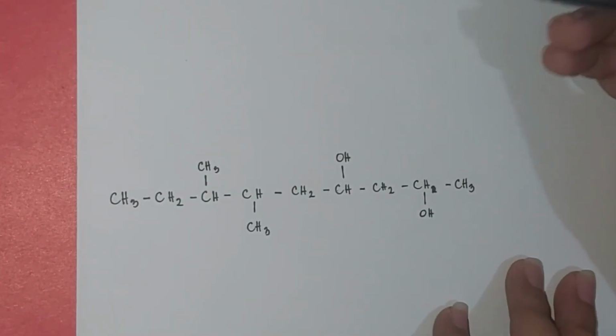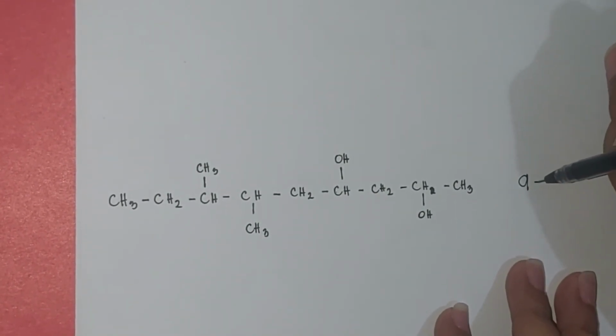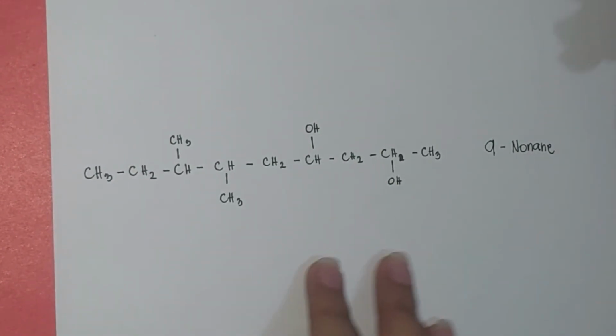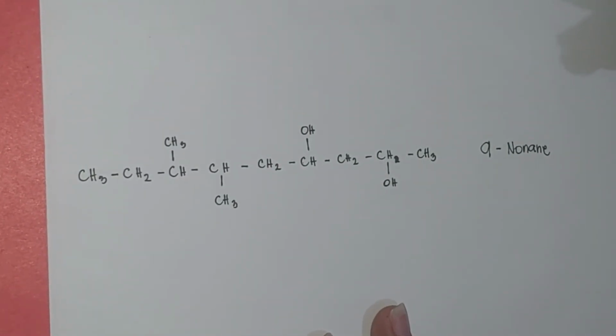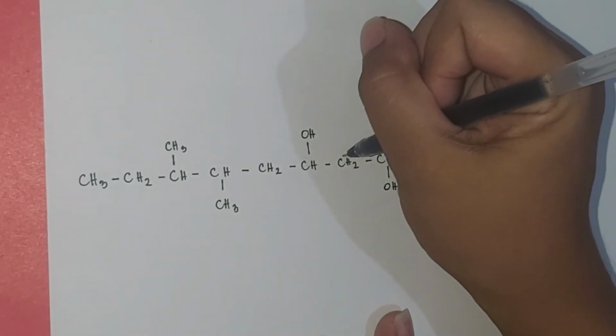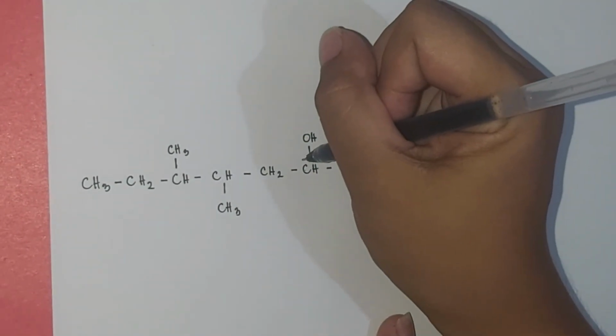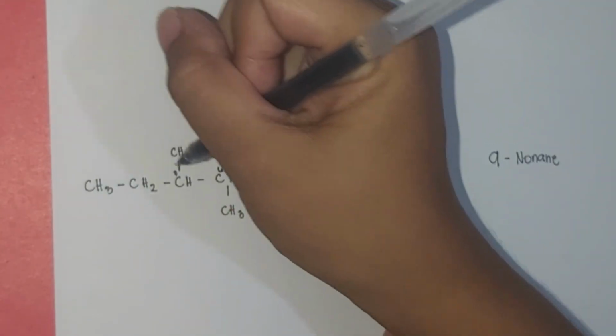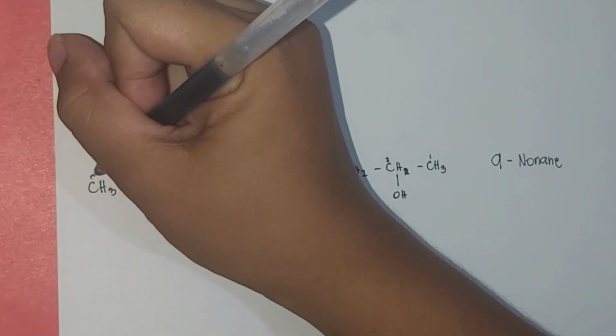And in this chain, 1, 2, 3, 4, 5, 6, 7, 8, 9. So the longest chain we have is 9. Next, we have to number the carbons. So we have 1, 2, 3, 4, 5, 6, 7, 8, and 9.